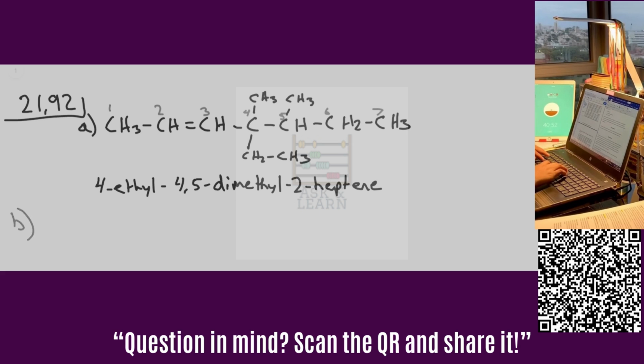For part B, we're given a benzene structure. So we have a bromine on top, and we have an ethyl group 2 carbons away. So we can name this in 2 ways based on numbering. We start from the first alphabetic substituent, which is bromine. Then we move to the ethyl group.